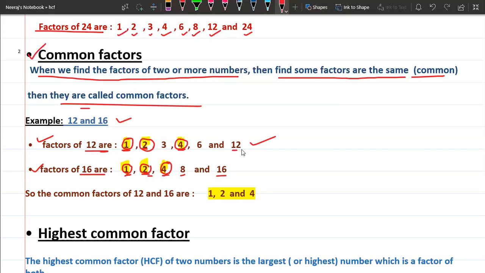In the same way, 12 is not present in 16. So we will only write the common factors which I have circled. So we will write the common factors of 12 and 16 which are present in both 12 and 16. That is 1, 2, and 4. These are the only common factors which divide both 12 and 16.